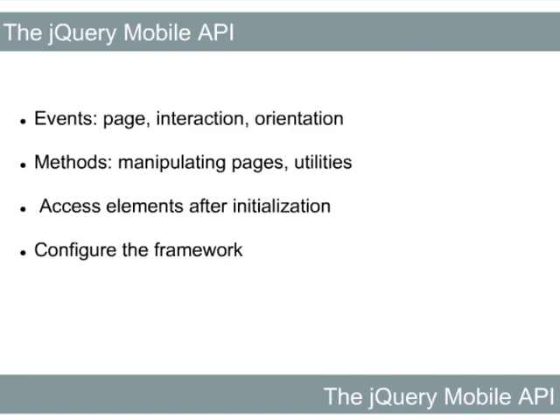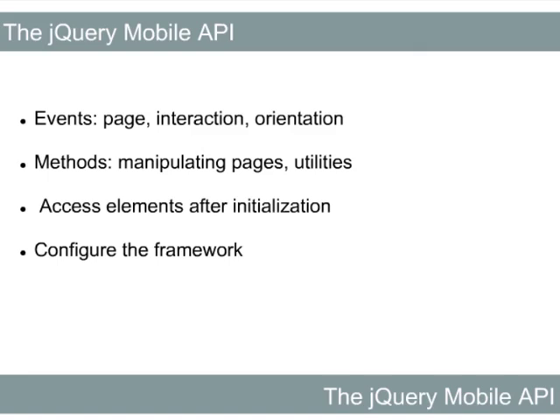So what we're going to talk about today is the events that the API has for you. There's page events, interaction events, and there's even an orientation event that we'll talk about. We'll talk about the methods that the API has available. The API has several methods that you can use. There's some useful utility methods that are great to have, and we'll talk a little bit about those.